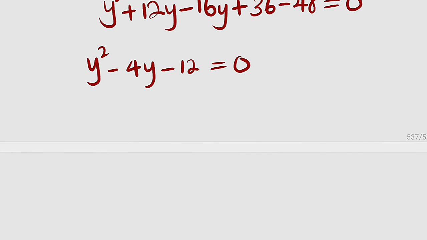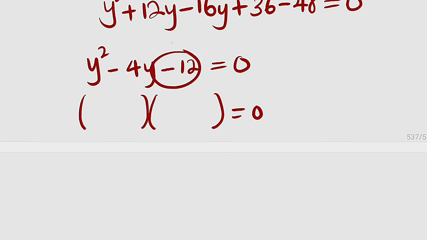Now this is a quadratic equation that we can solve by factorization. Let us think of two numbers which when we multiply them together we get negative 12, and when we add them together we get negative 4. And the numbers are 2 and negative 6. So we have (y + 2)(y - 6). Let us set each of these factors equal to 0.